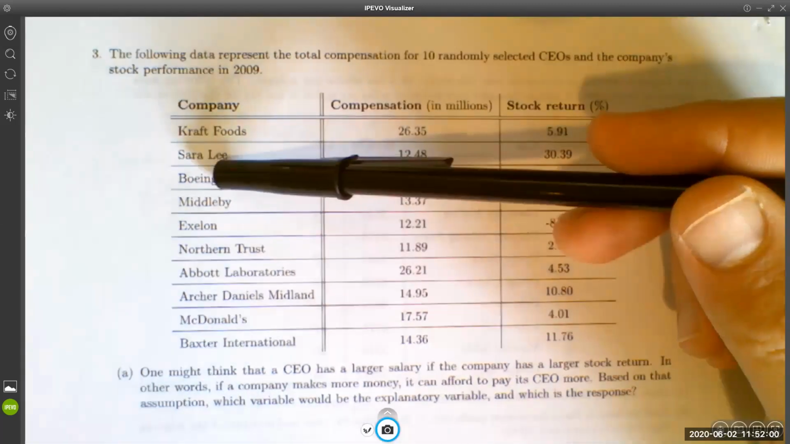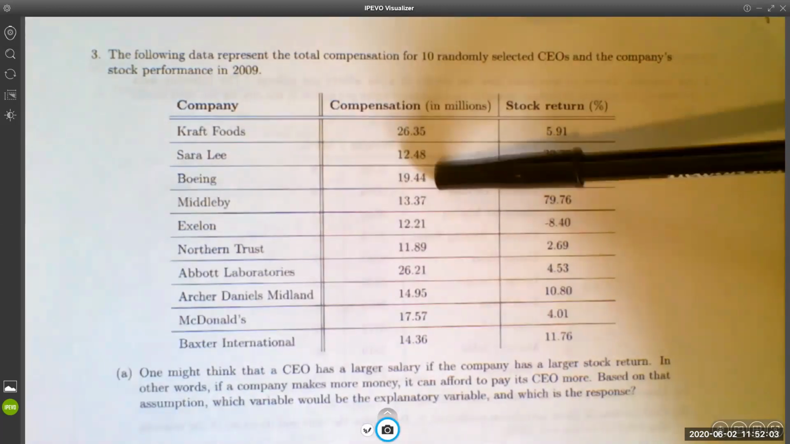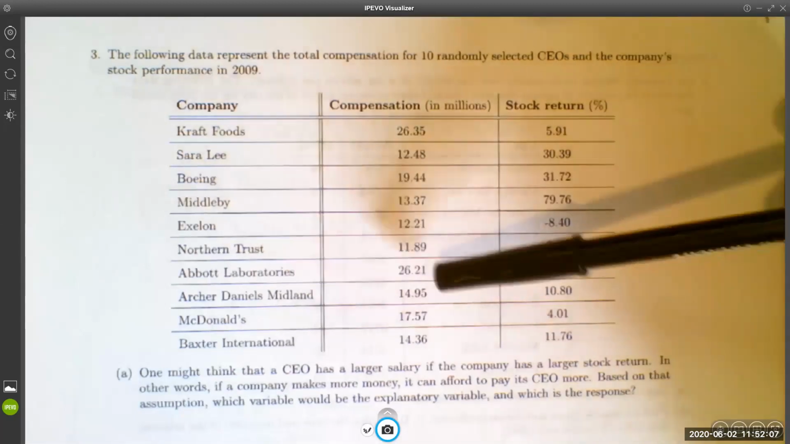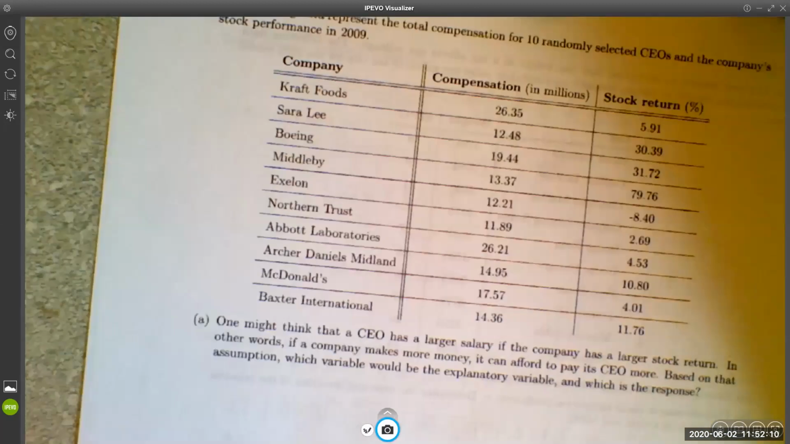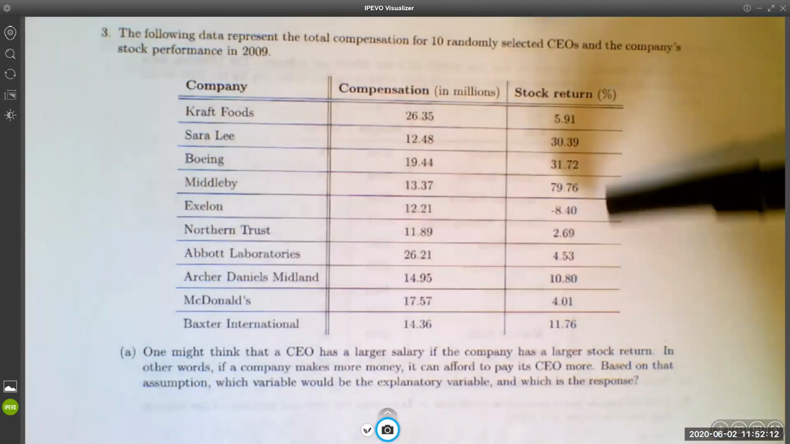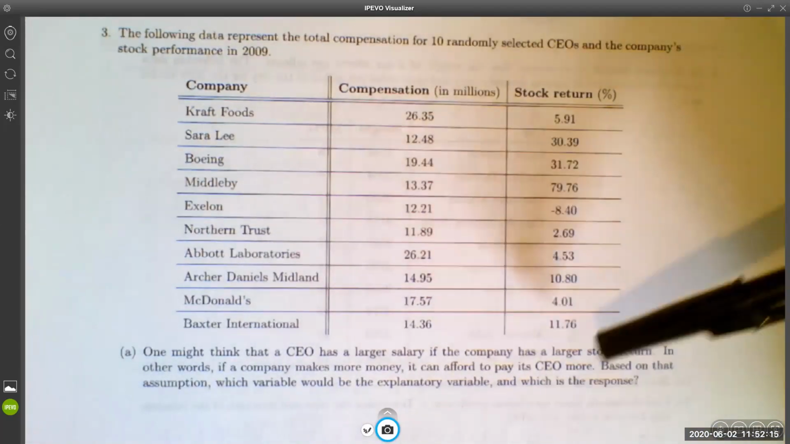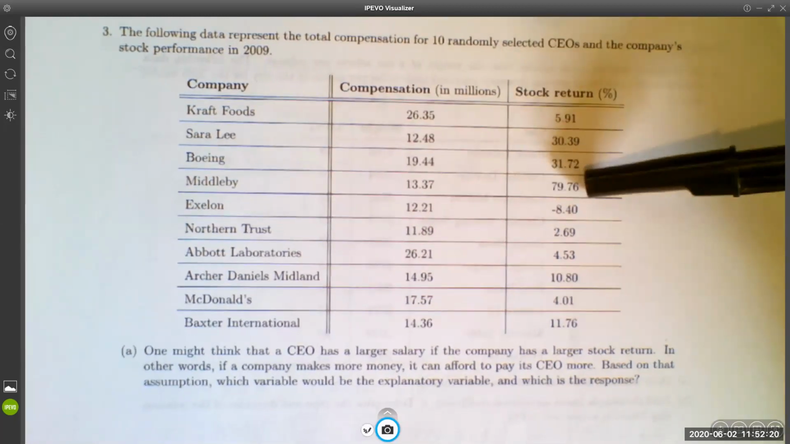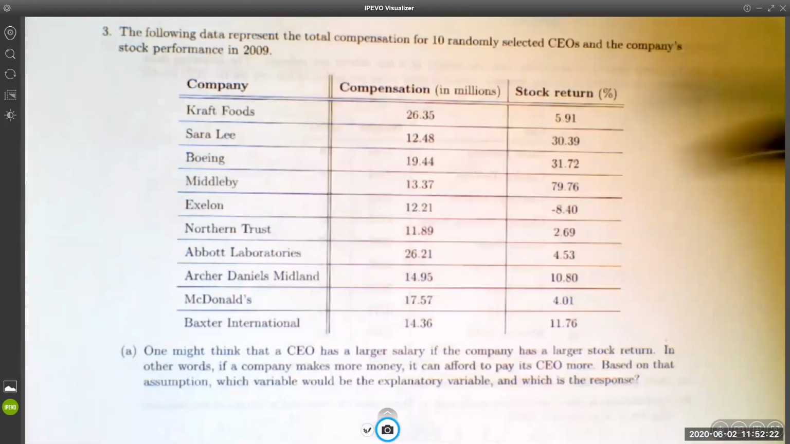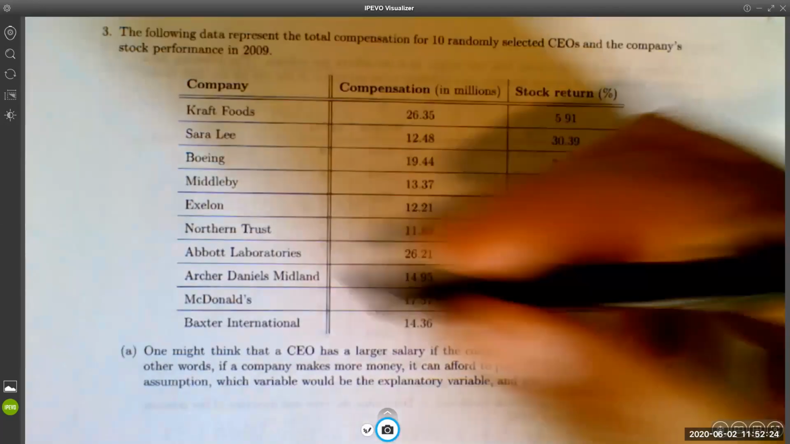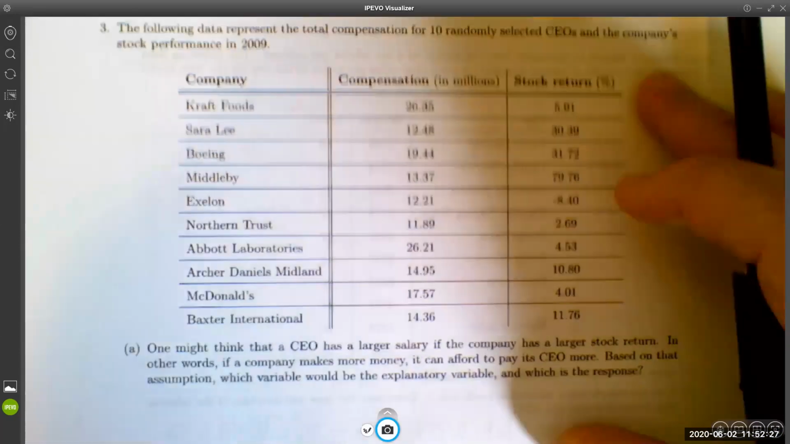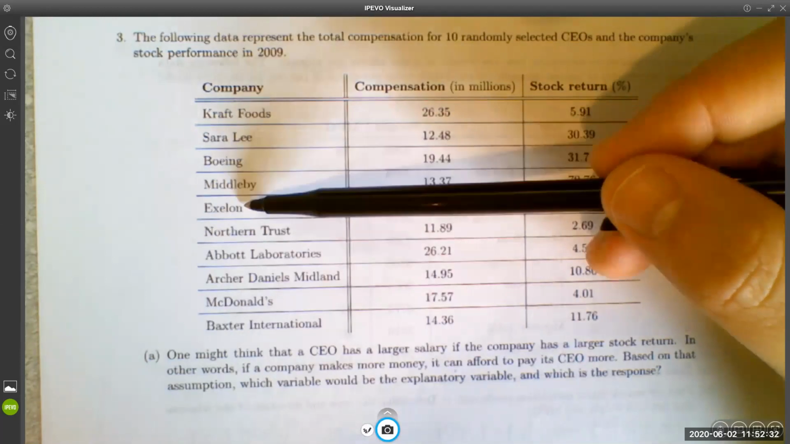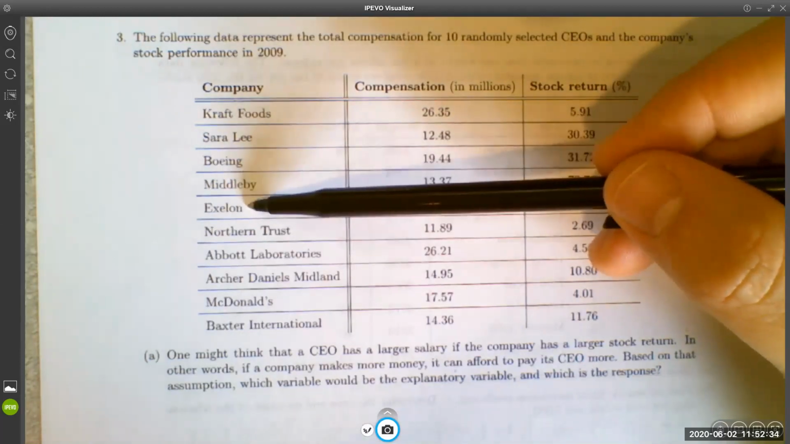So the CEO of Boeing made $19.44 million in 2009. And the CEO of Abbott Laboratories made $26.21 million in 2009, right? And then here's their stock return. So this company lost money on the stock market, and this company made a whole bunch. Actually, I don't know what most of these companies are. Abbott Laboratories, I have no idea. I know Kraft Foods and Sara Lee and Boeing, and what's Exelon? I don't know. It doesn't matter.